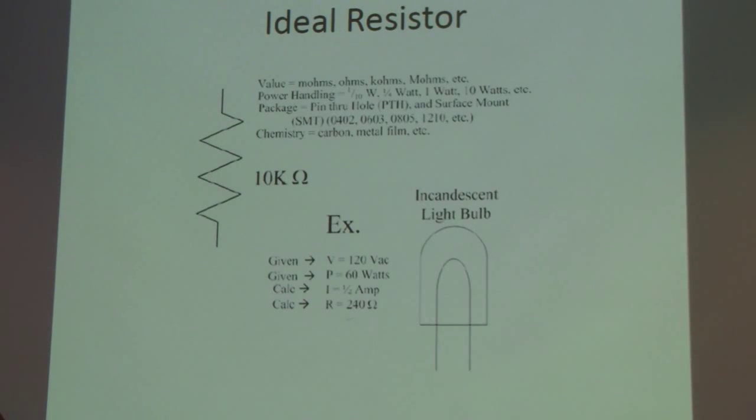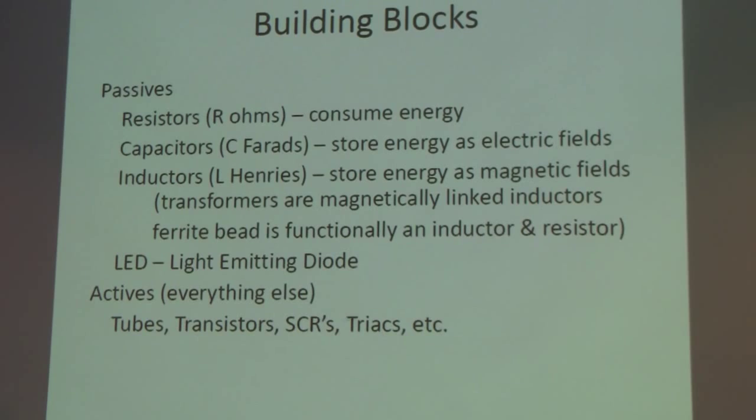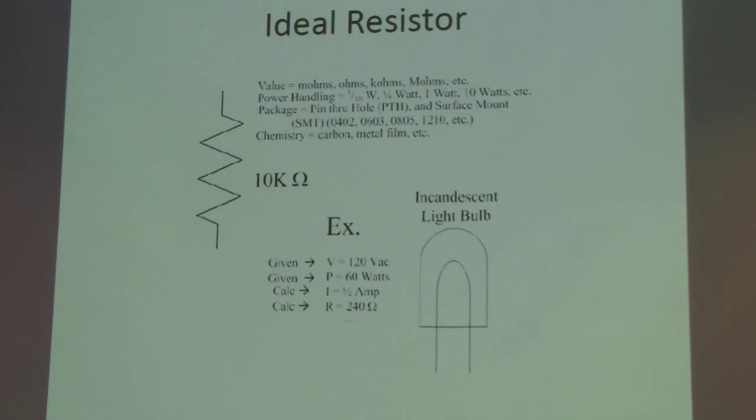So let me back up. We're going to talk today about passives. The big three are resistors, capacitors, and inductors. Pretty much any circuit you can imagine can be described as a combination of those three things, short of semiconductors and the active category, which is different. So today we're going to talk about resistors, capacitors, inductors, and we'll mention LEDs, because one of the questions I always get is, how do you choose the value for the resistor to limit current for an LED? So we'll cover that.